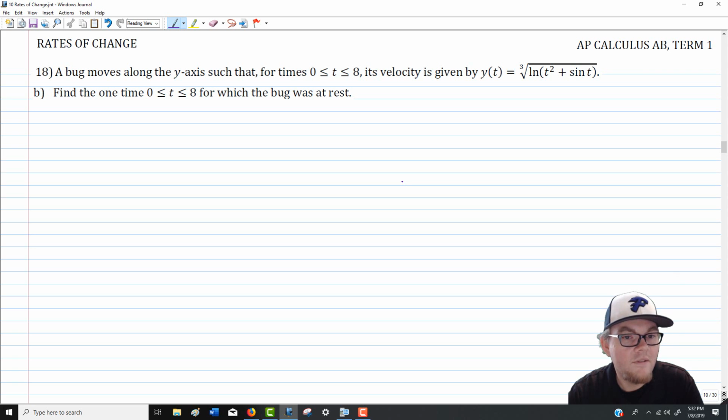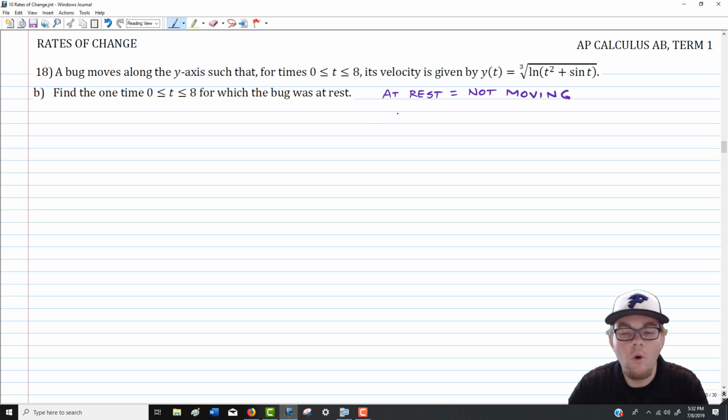But in this particular case, we want to know when the bug was at rest. So when did the bug stop moving? That phrase might not be something that you think about this way, but at rest does not mean they pulled out their pillow and blankie and decided to take a nappy nap. It means that you're at rest if you're not moving.